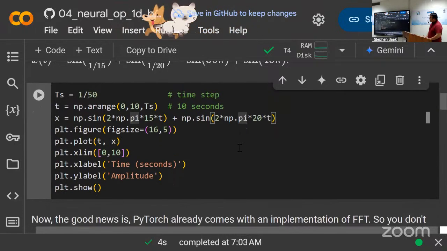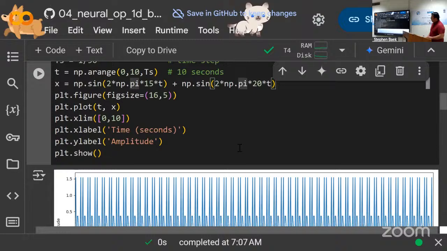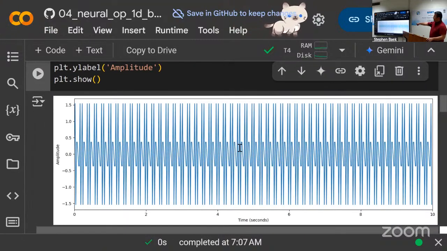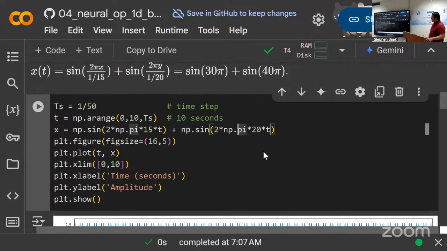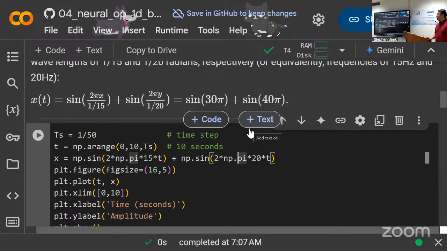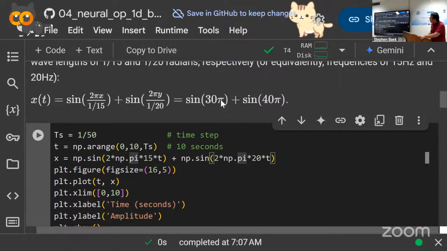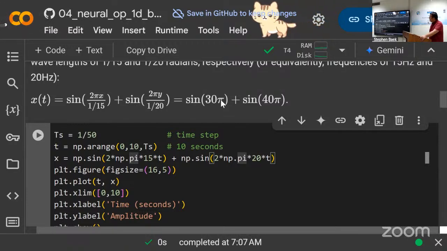So before getting to the neural operator implementation, here's a toy example for Fourier transform. Here's a signal that I generated arbitrarily. So this is a synthetic signal, and this signal is comprised of two sine waves. So we have sine 30 pi and sine 40 pi. Actually, sorry, I forgot to put t. The sine 30 pi t, and then sine 40 pi t.